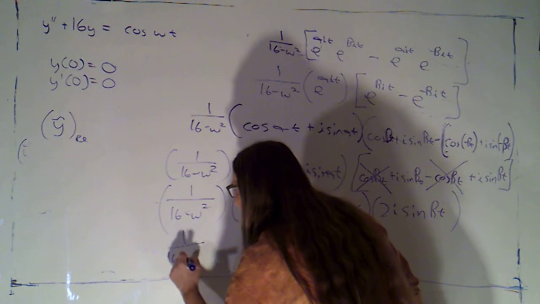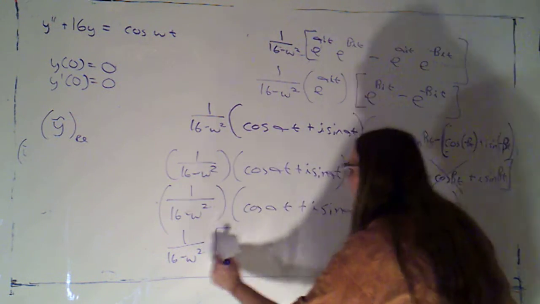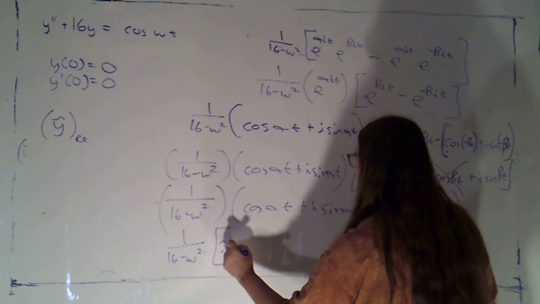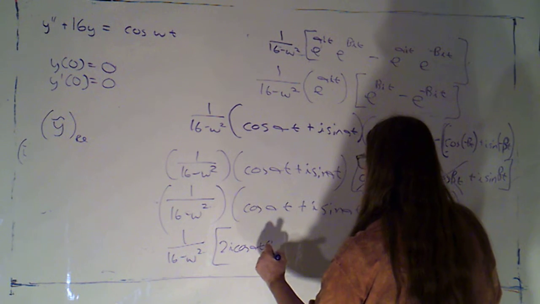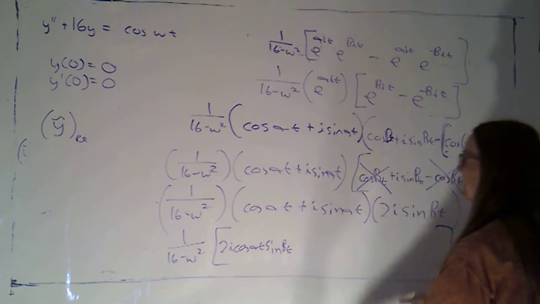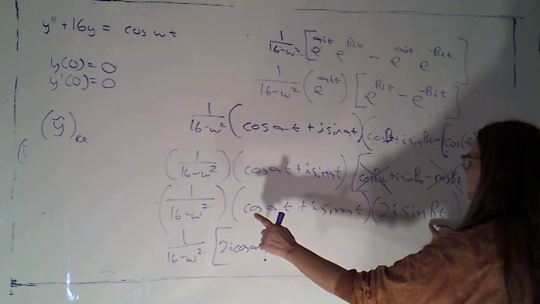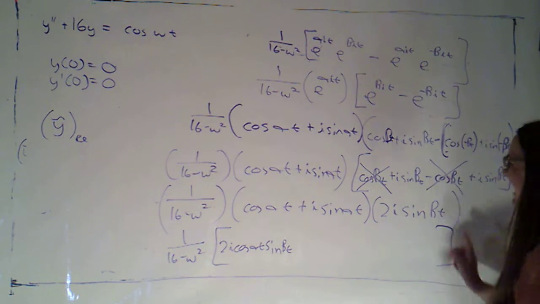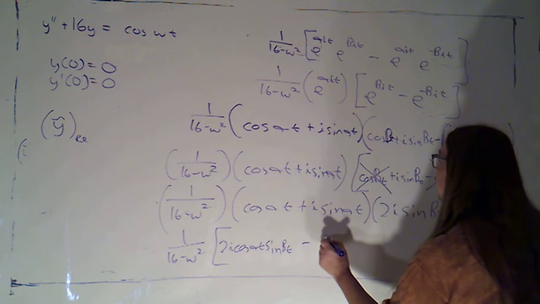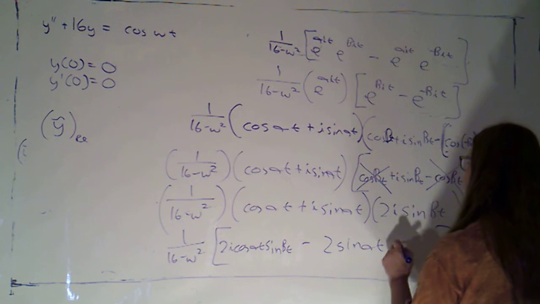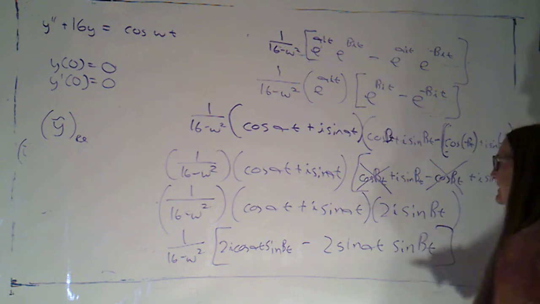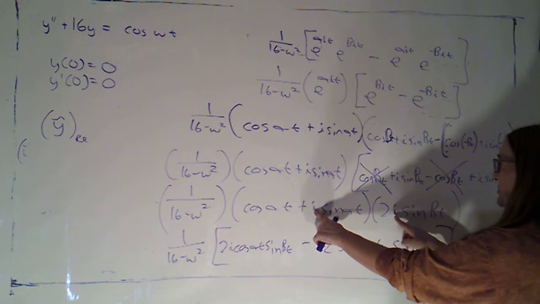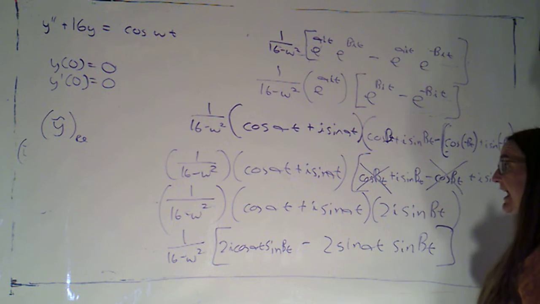That is 1 over 16 minus omega squared, and I can FOIL this out. So I'm going to get 2i times cosine of alpha t sine of beta t. Oh, I'm not foiling, I'm just distributing. Sorry, this only has one term. Okay, so I distribute that there. Minus 2 sine alpha t sine beta t. Okay. So notice it becomes minus 2 because I get that i squared, which is negative 1.